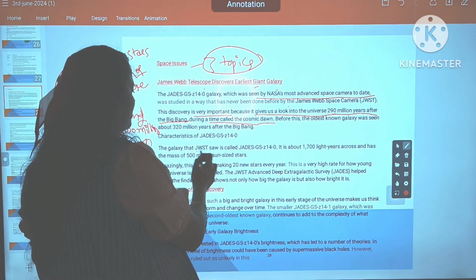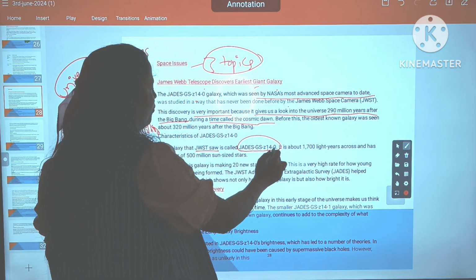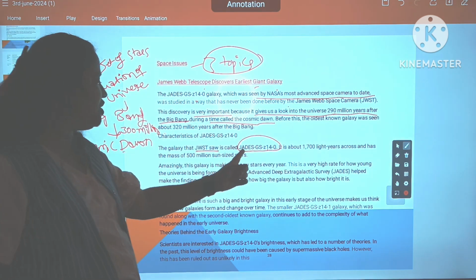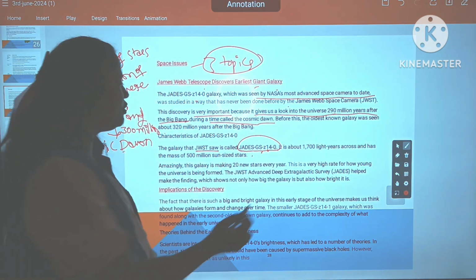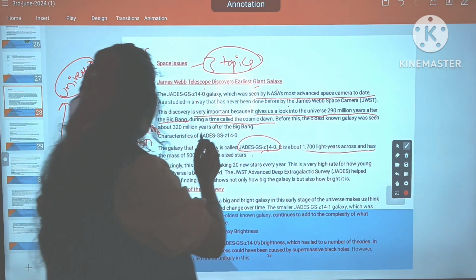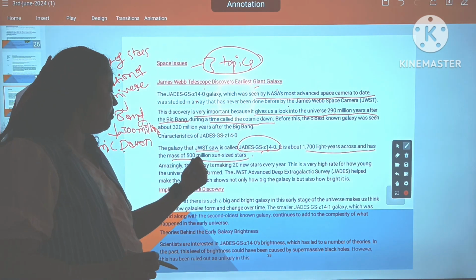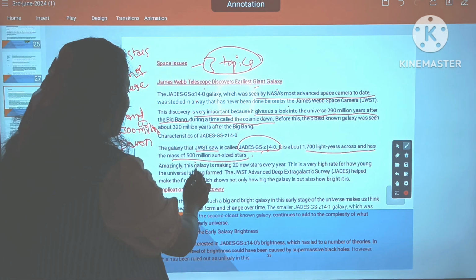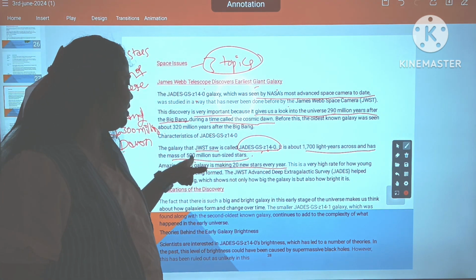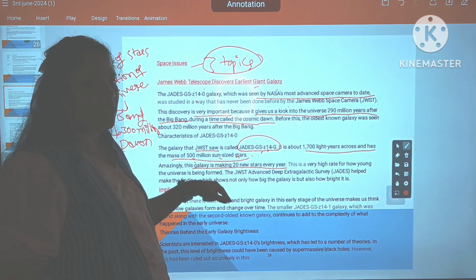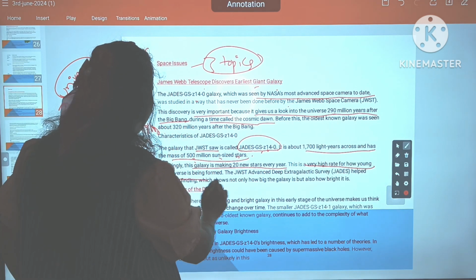The galaxy is called JADES-GS-z14-0. It is about 17,000 light years across and has a mass of 500 million sun-sized stars. Apart from having 500 million sun-sized stars, the galaxy is making 20 new stars every year, a very high rate for how young the universe is.